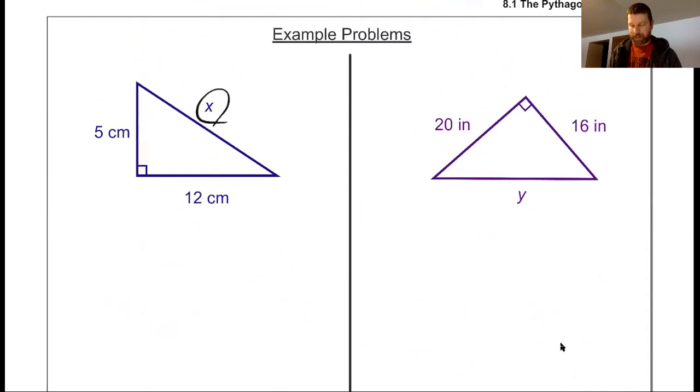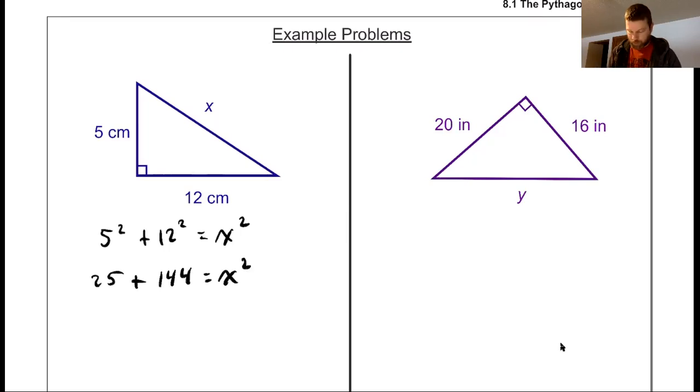All right. Most of our problems are actually going to have to do with finding missing lengths. So like finding x. In this case, x is that c, it's that long side. So in this case, we would just do 5 squared plus 12 squared equals x squared. And you would just solve to find x. In this case, that's 25 plus 144.